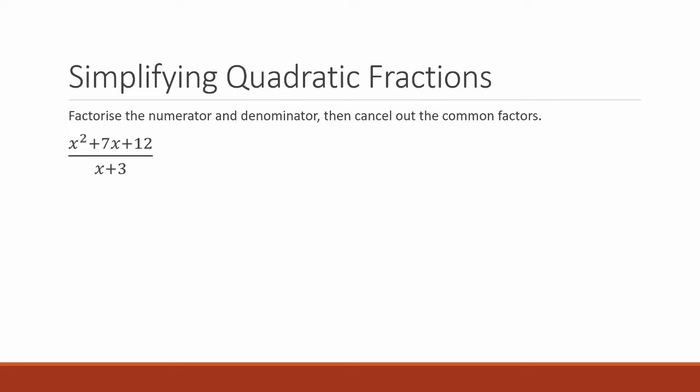So here we have a fraction and you can see there's a quadratic at the top here. We've got a power of 2. And so what we need to do is factorize the top and the bottom, if possible, in either instance, and then we can just cancel out factors.